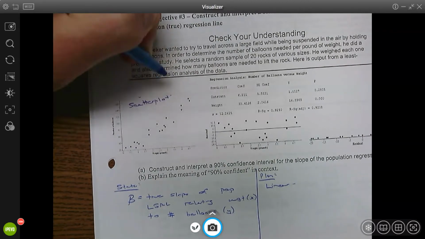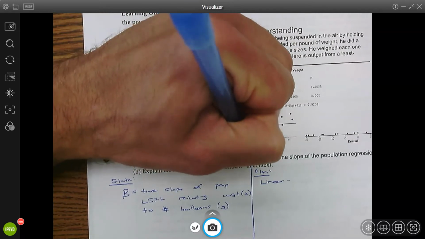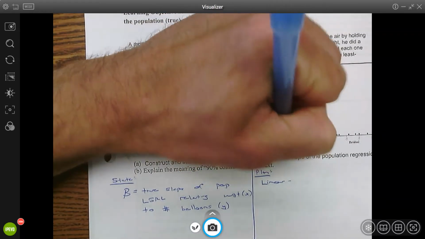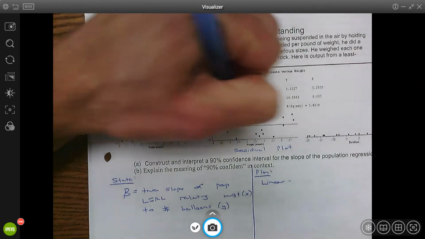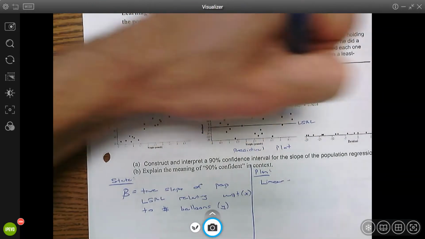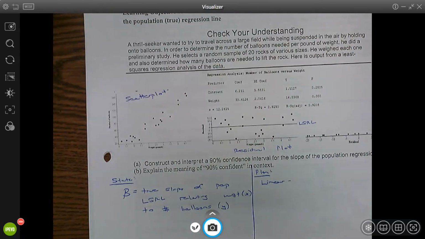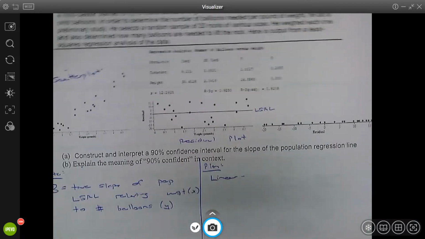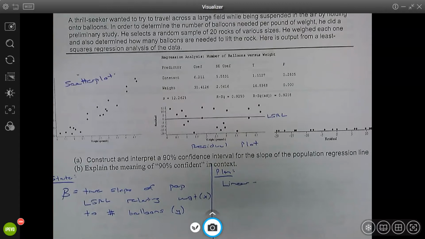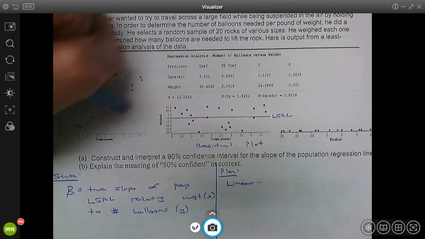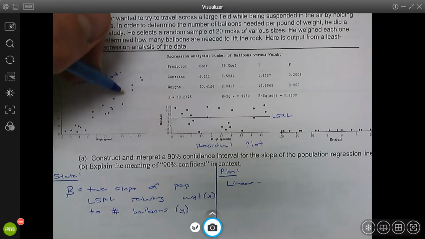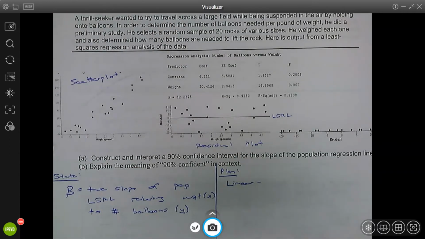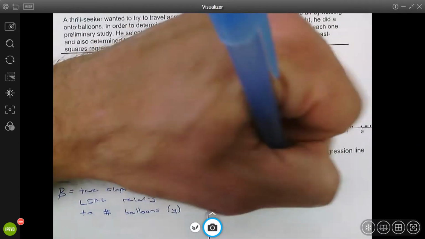This is the scatter plot. The middle one is the residual plot. Just a reminder on the residual plot, that line at 0 is your least squares regression line. So in order for a linear model to be appropriate, two things need to be true. The scatter plot needs to be roughly linear, and the residual plot needs to show no pattern. So I need to mention both.